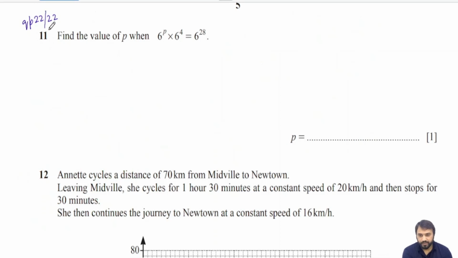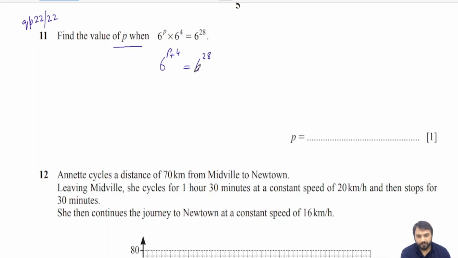This question 11 appeared in 2022. The question paper was 2 and the variant was 2. Find the value of p when 6 raised to power p into 6 raised to power 4 is equal to 6 raised to power 28. This is a similar question that we have done earlier. So we are going to write one time base because the bases are same and they are multiplying. So write one time base and add the powers. The powers are p and 4. We are going to add them like this. 6 raised to power p plus 4 is equal to 6 raised to power 28.